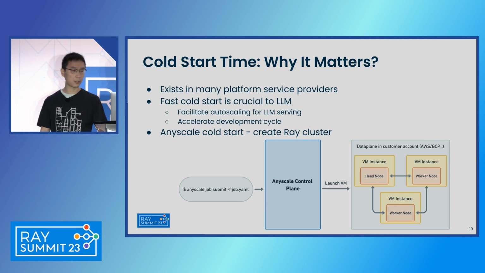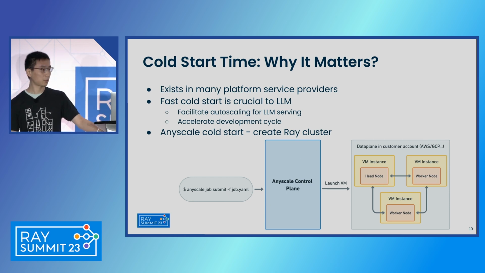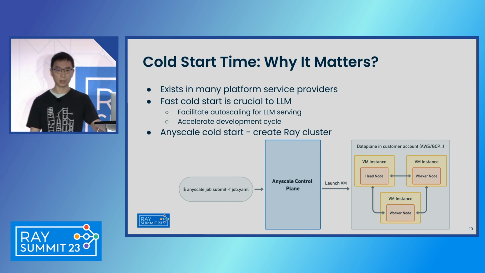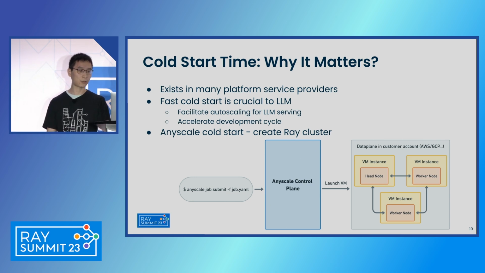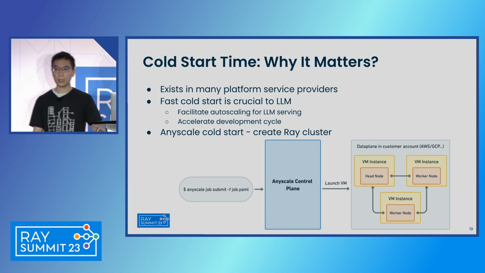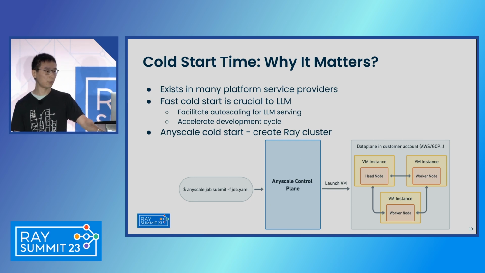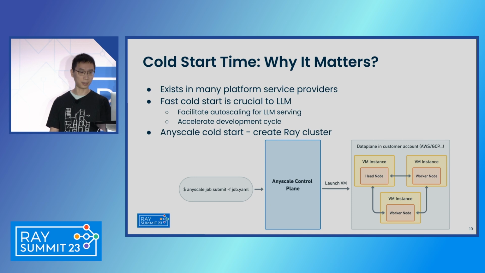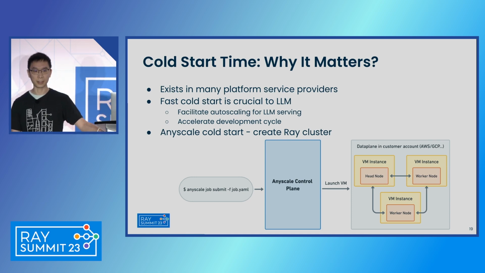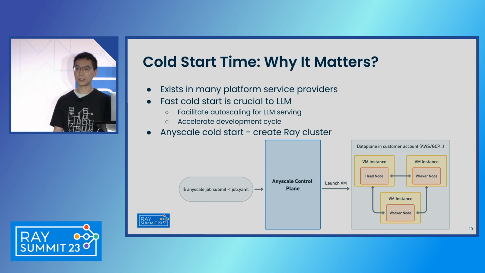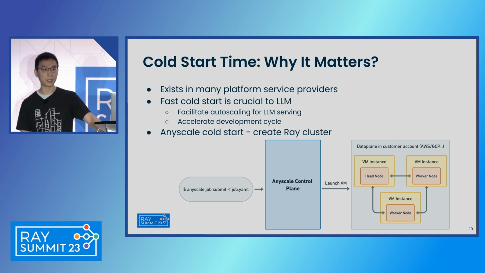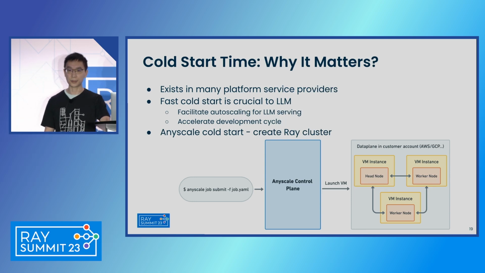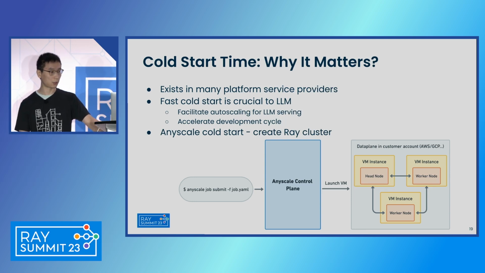So in terms of Anyscale, cold start largely involves creating a Ray cluster. For example, when a user submits a batch job to Anyscale, our control plane will launch VM instances in the data plane. The data plane runs in a customer's AWS or GCP account. After each instance is started, they will pull the Ray container image onto each node, form a Ray cluster, and eventually start the user workload.